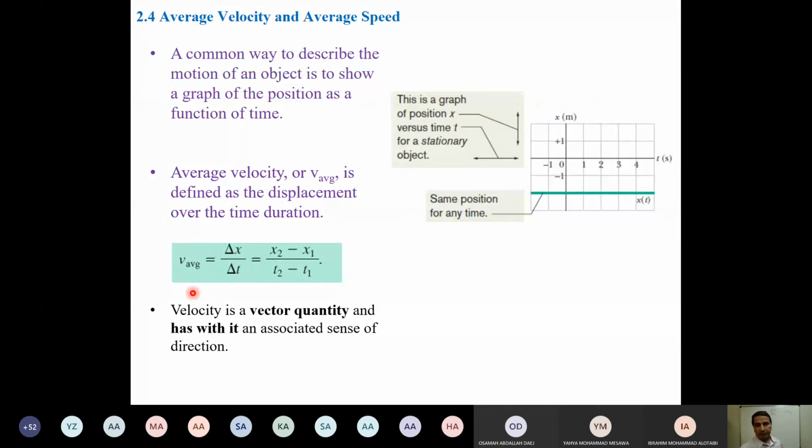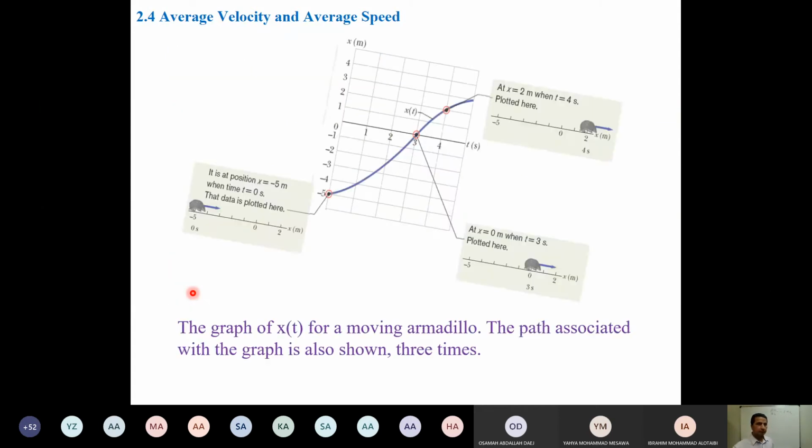And here, velocity is a vector quantity and has with it an associated sense of direction. So when you are talking about the velocity, you always ask in which direction that car has moved, whether he will move to the north or to the south. When you associate the sense of direction to it, then that's the velocity.